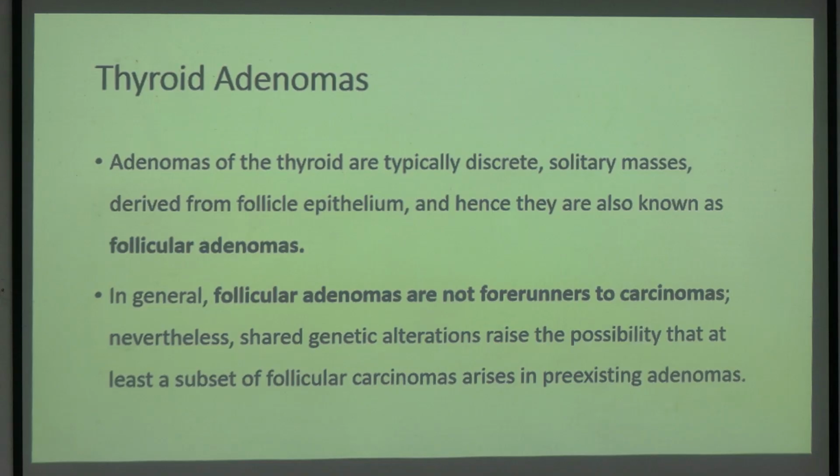Then thyroid adenomas. Adenomas of the thyroid are typically discrete, solitary masses derived from follicular epithelium, and hence they are also known as follicular adenomas. In general, follicular adenomas are not forerunners to carcinomas. Nevertheless, shared genetic alterations raise the possibility that at least a subset of follicular carcinomas arises in pre-existing adenomas.